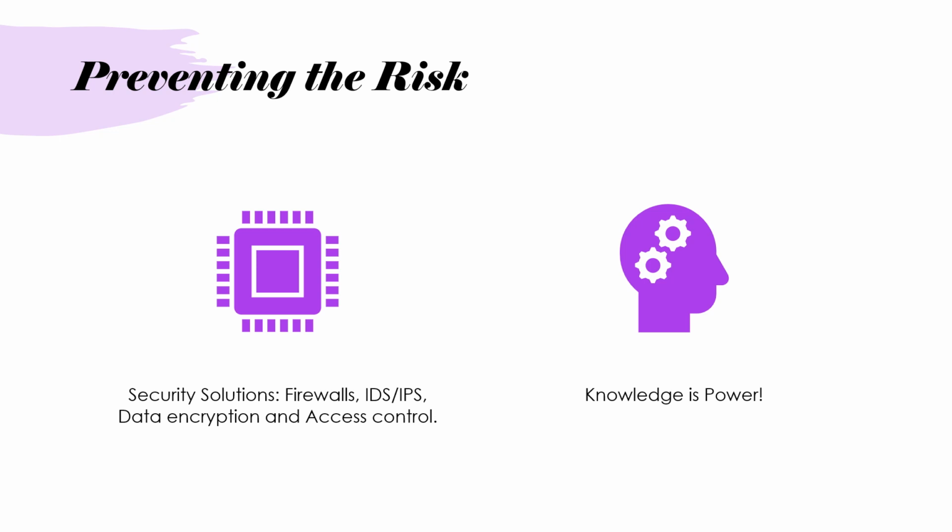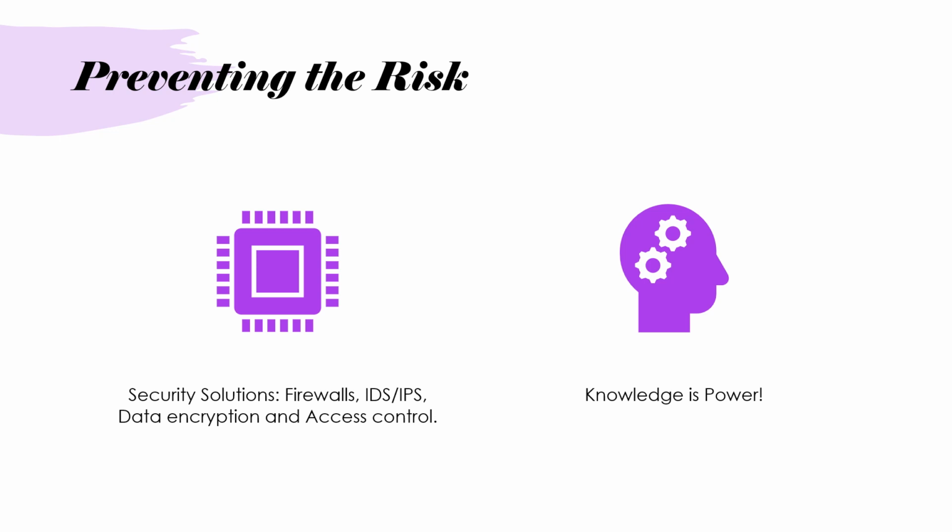To address the risks, there's several things organizations can do to implement comprehensive security solutions, including things like firewalls, IDS and IPS, data encryption, and access control. Firewalls can help prevent the unauthorized access of the networks and the systems. Choosing the right firewall for our organization is important because it ensures the overall protection that we need.